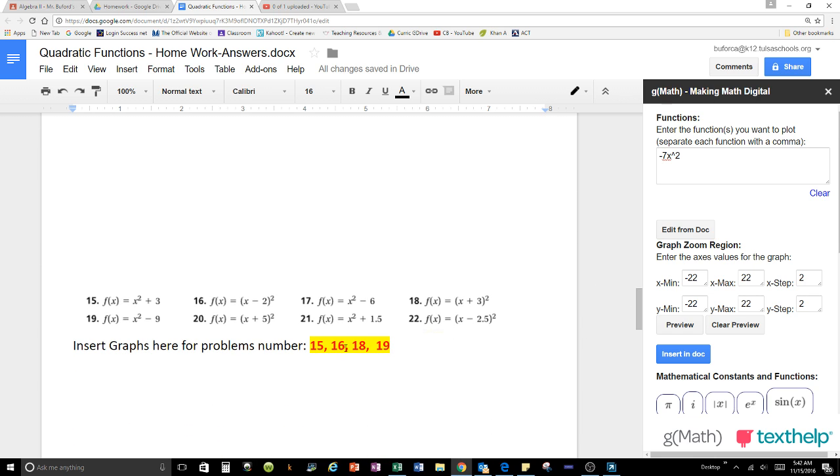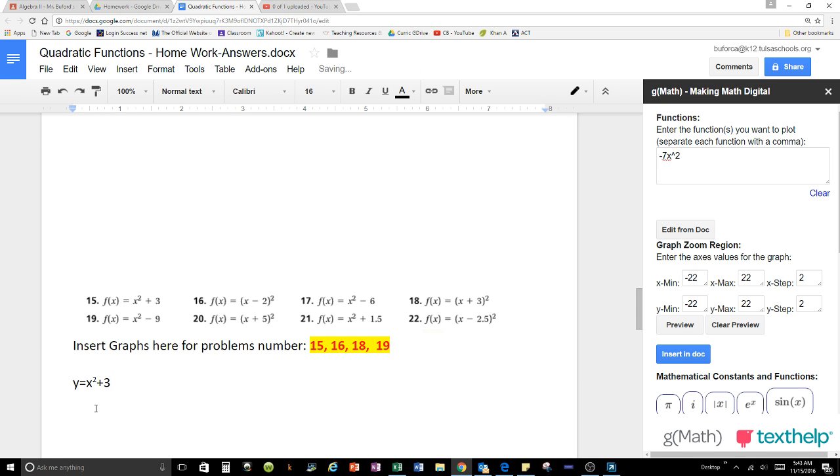Okay, we have 15, 16, 18, and 19. So let's see, 15 is y equals x control period 2 control period plus 3. And so what this is going to do is just going to shift the value of x squared up 3 on the y-axis. That's what this is supposed to demonstrate to us.